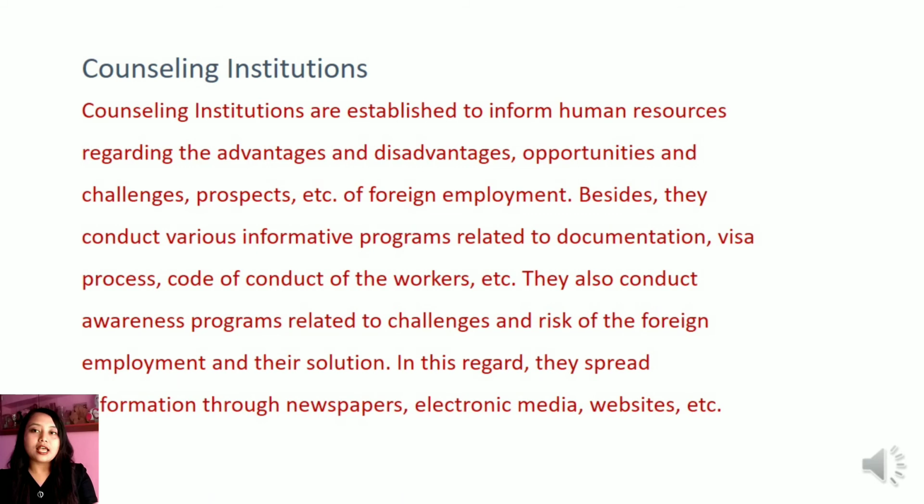And besides that, they conduct various informative programs related to documentation, the visa process, and the code of conduct of the worker. What does this mean now? Code of conduct means the rules and regulations that the workers need to know while working there.